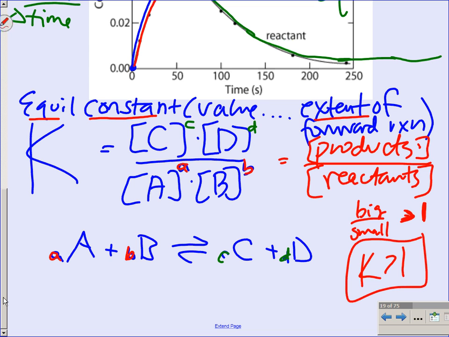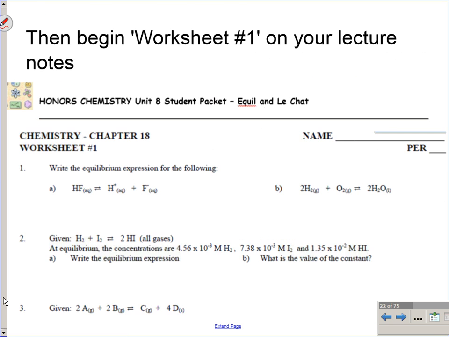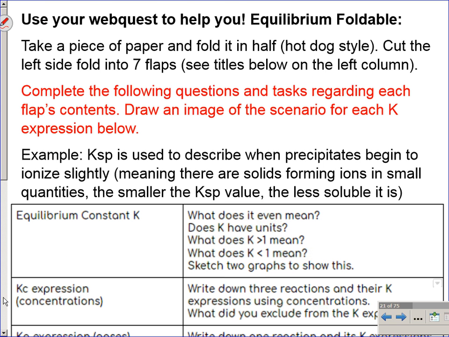What does that mean about the forward reaction? Is it happening and making a lot of products? No, but what could be making a lot of things? The reverse reaction, right? Because you can go both ways here. All right, so I've given you guys a bit of that, so you guys have these already done.